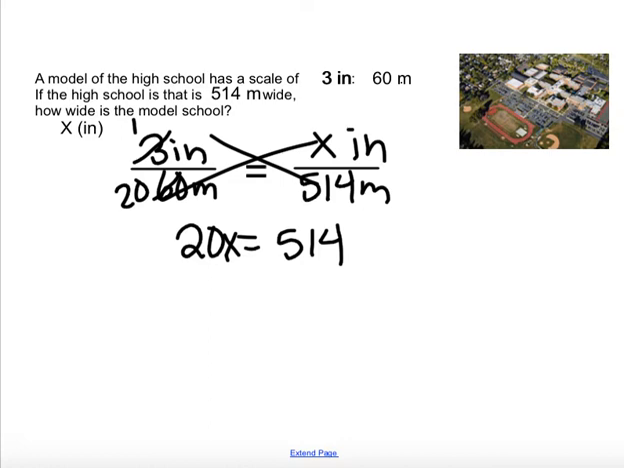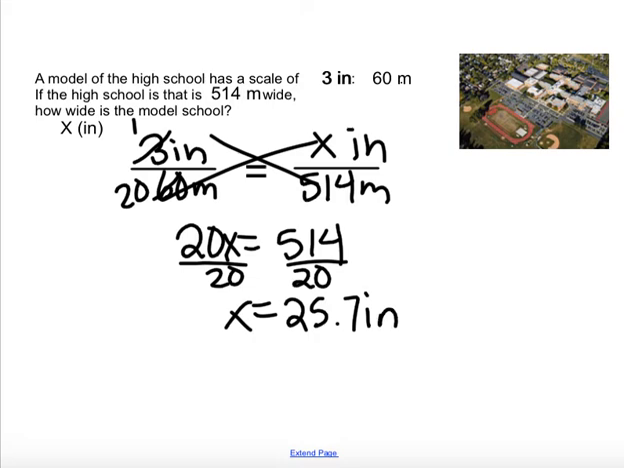So when I divide by 20 on each side, I get that x is equal to 25.7 inches, sorry. We're looking for the scale amount, and it's going to be 25.7 inches. All right.